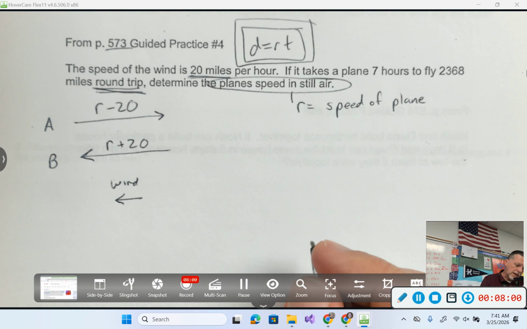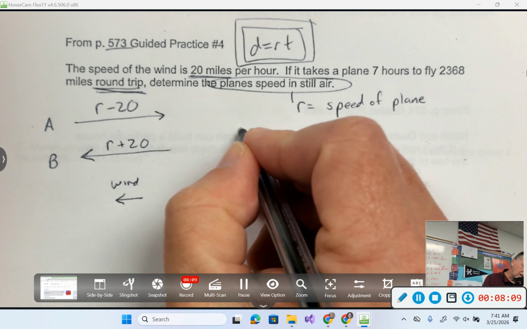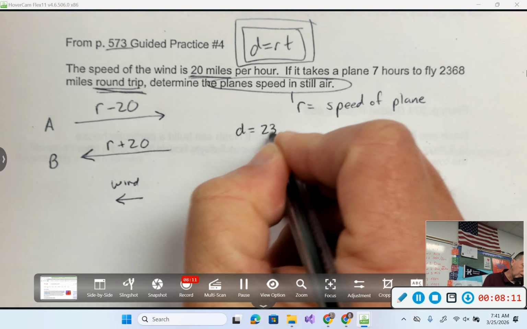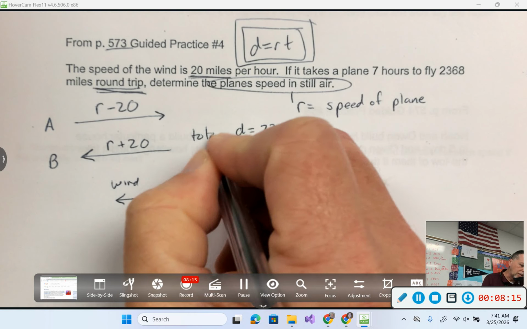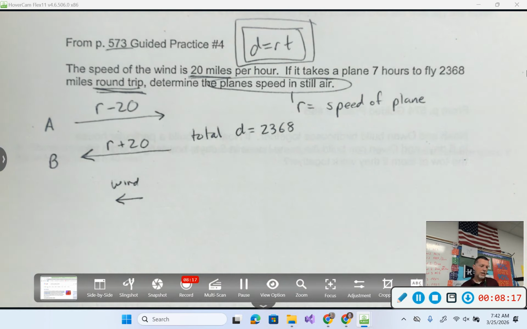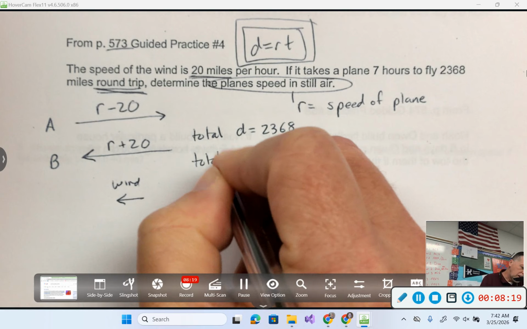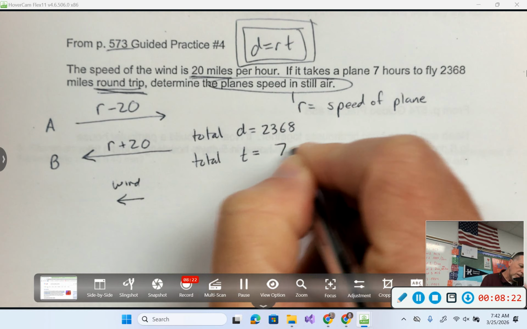Let's see. What else do we know? Tell me. The total distance, okay. Total distance is 2368. Should be careful here. That's like the total distance. That's exactly what you said. And the total time is 7 hours.